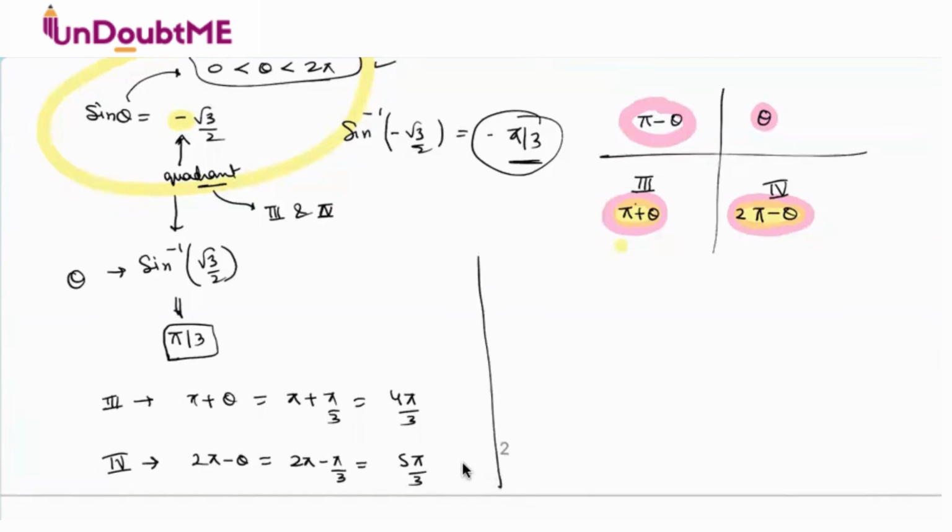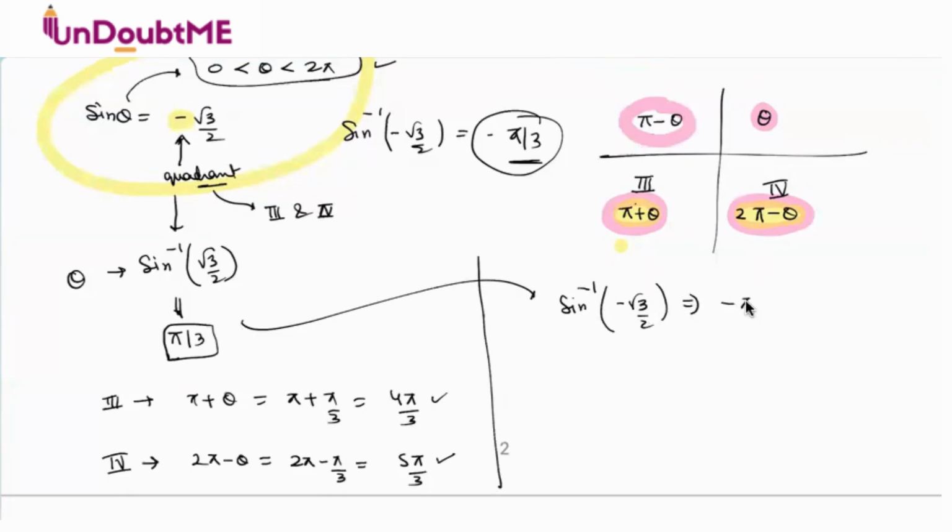240 degrees. We need to write in radians only. Okay, this is 240 and this is 300. That is right, but better in radians.